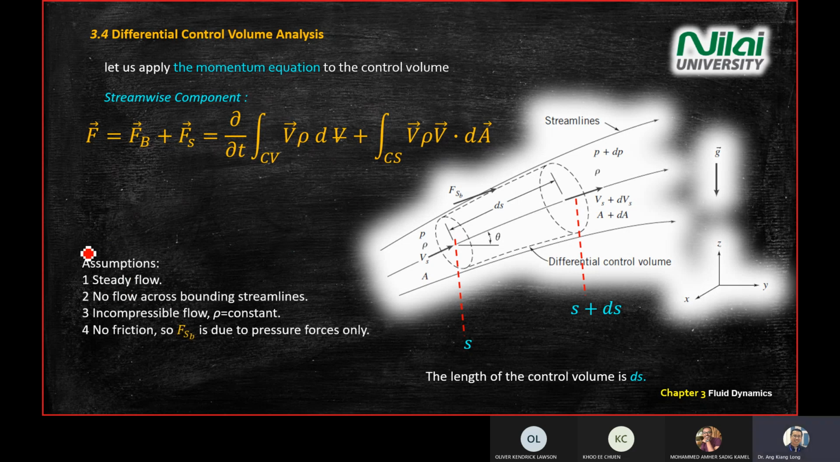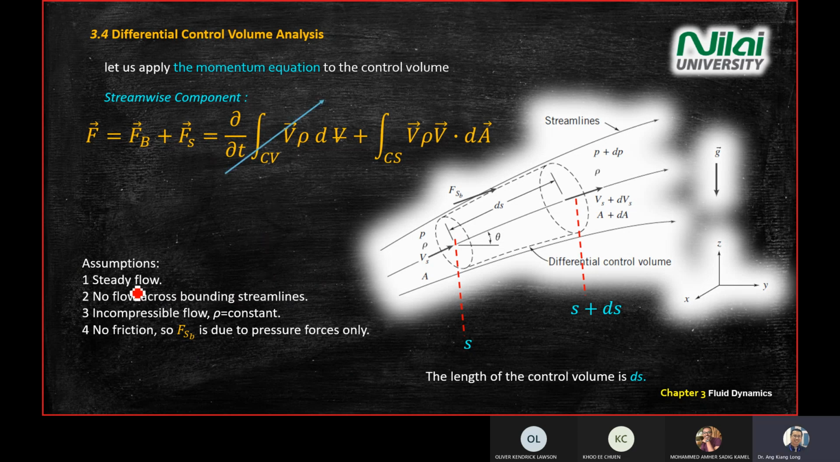So again, bring back the assumptions so that we can simplify the momentum equation. Number one, steady flow. Second, there is no flow crossing the control surface here. And we have incompressible flow where rho is constant, and no friction in the system, so that our surface force will focus on pressure only.